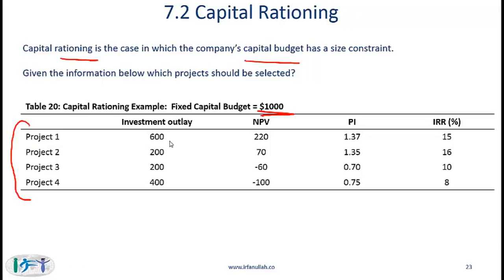Should you do project 1, outlay of 600? It has the highest NPV, so it looks good. And then should you do project 2? Between the others, you can just knock out 3 and 4 because they have negative NPVs. So clearly you just do 1 and 2. Do you say that you have a budget of 1,000, so you should also do 3? No, because it actually has a negative NPV. So you pick 1 and 2.